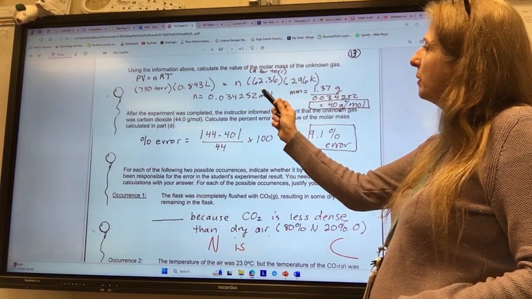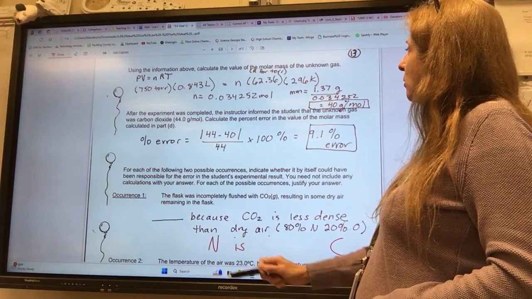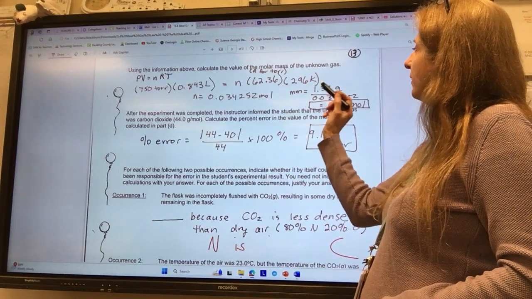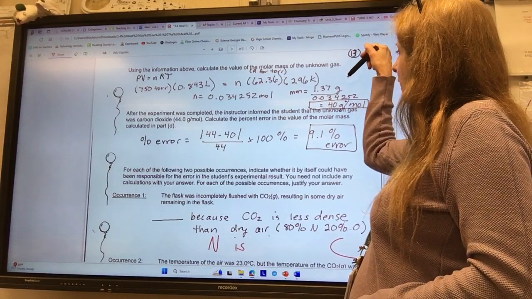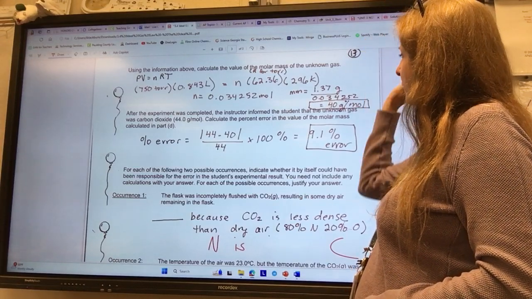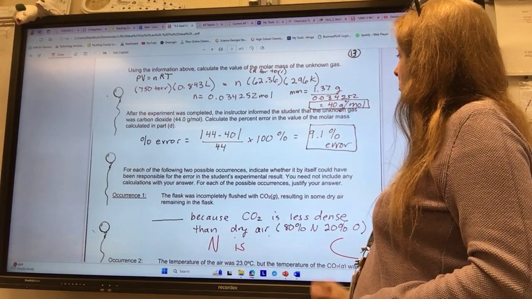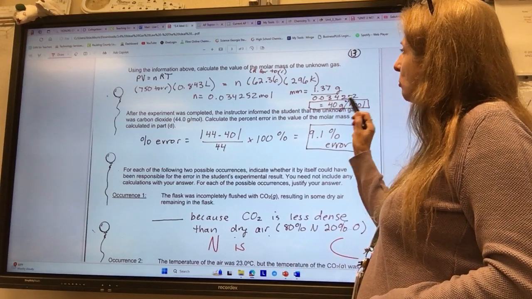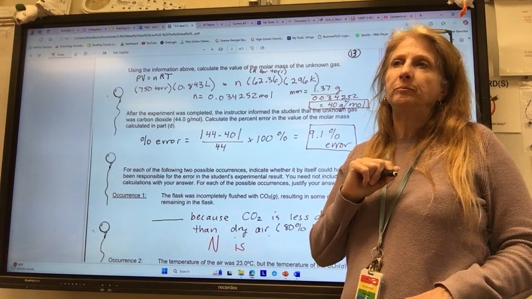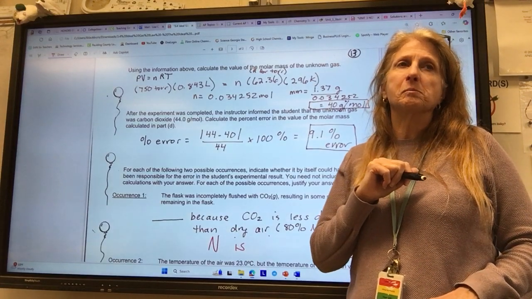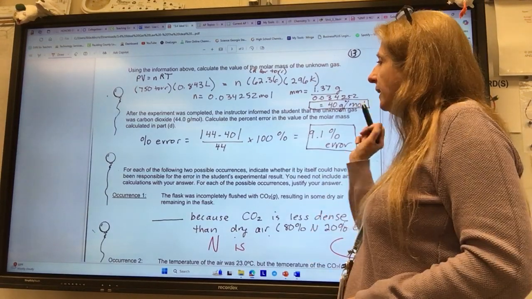Okay, next, but that's not what they asked for. They wanted the molar mass. So the molar mass is grams per mole. So we take our grams that we had gotten previously and divide it by the number of moles, and we can get the molar mass of our unknown gas, 40 grams per mole. How do you feel about that? Kind of follow it? Okay, next.